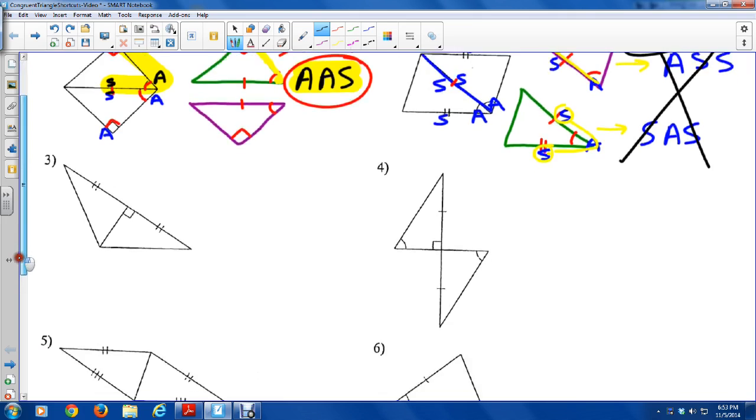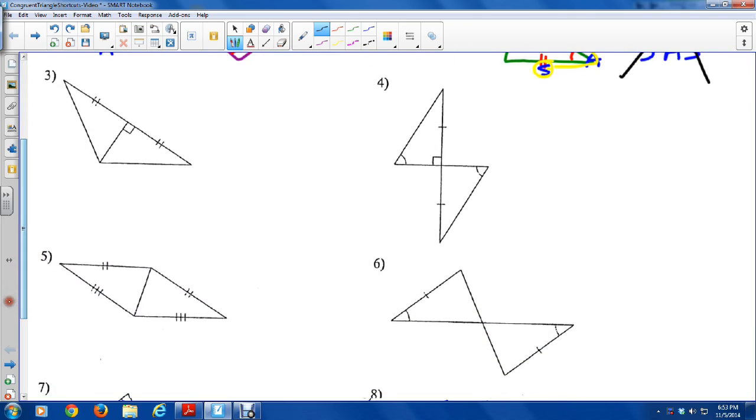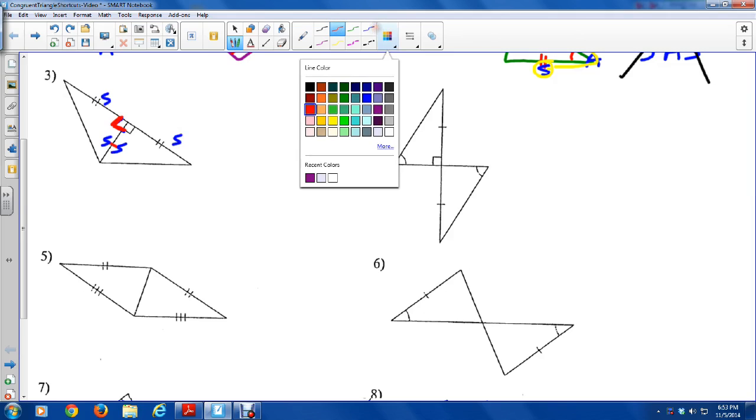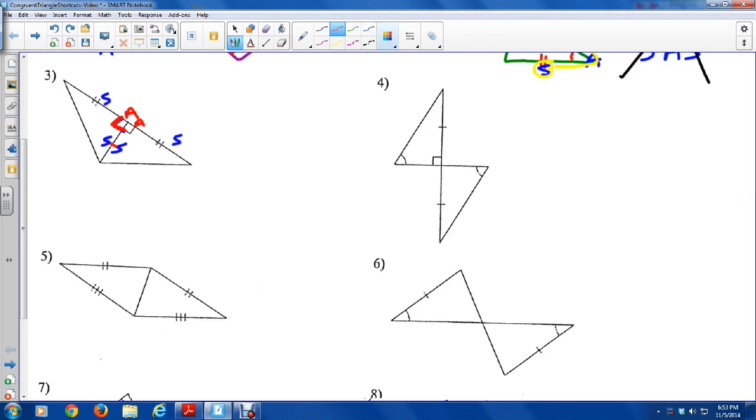Next two, pretty simple, so maybe you can take a look at 3, 4, 5, try those. I'm going to talk through these pretty quick. Okay, number 3, all I'm doing is adding one tick mark here for that shared side, and we do have two pairs of sides and one pair of angles. That's one side, that's the other side. I can safely say that that angle is a 90-degree angle because I know that I have to have 180 degrees there. And then I've got my angle pair there.